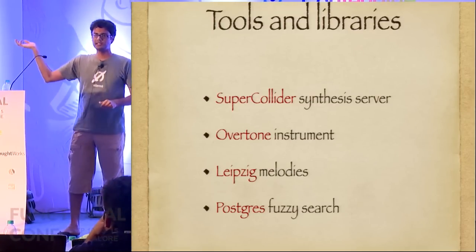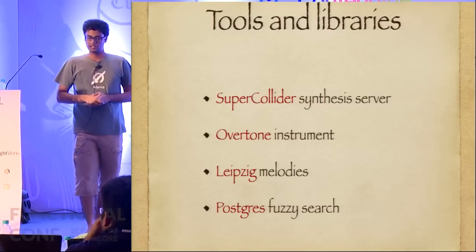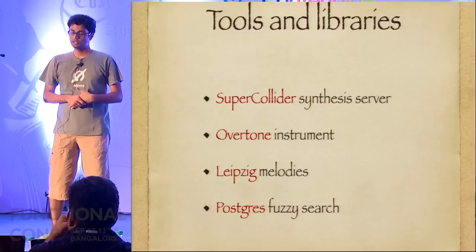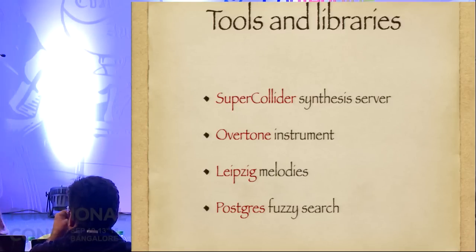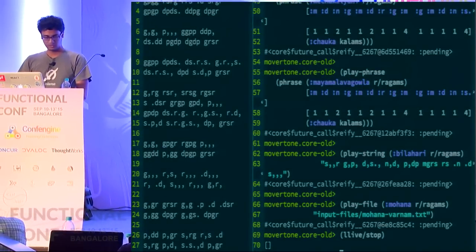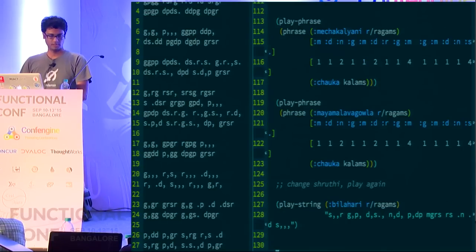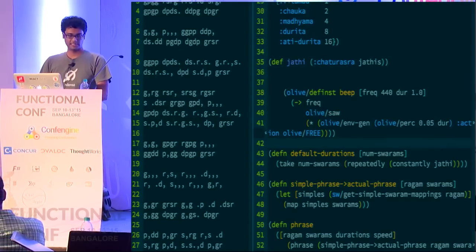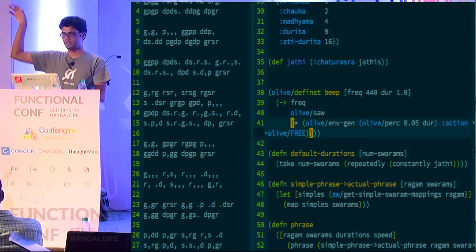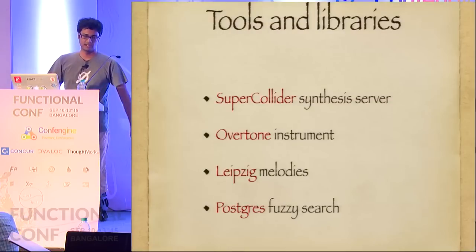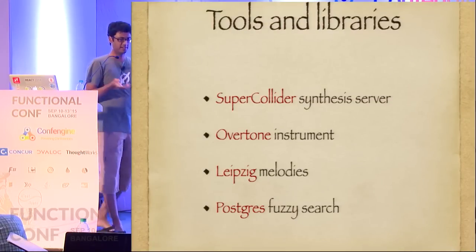So the tools and libraries that I've used here are fairly straightforward. SuperCollider is the synthesis server that gets started up once I start my Overtone console. And the instrument here is very trivial. This instrument is what this all is rendering on, and it's a simple saw wave, right? It takes a given frequency and plays it for a given duration. So there's nothing very interesting about that.